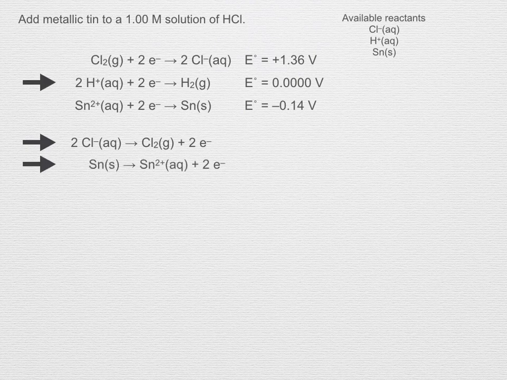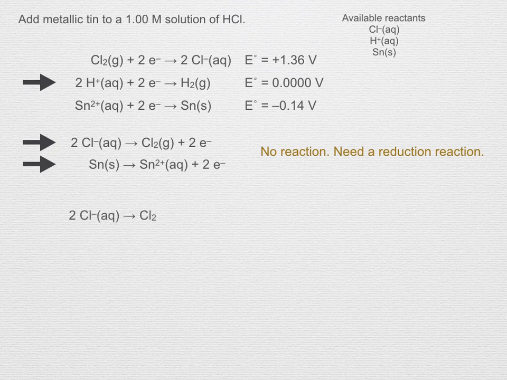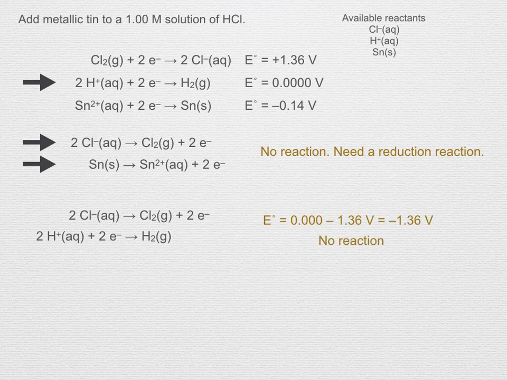H plus is a reactant. That equation remains as it is. It's a reduction. And tin is a reactant. We switch that equation. It will be an oxidation. Now consider all pairs of reactions between these three. Tin won't react with the chloride as there is nothing to reduce in that reaction. H plus and chloride is a redox reaction, but E naught equals 0 minus 1.36 or a minus 1.36 volts. The negative potential indicates that it will not react.